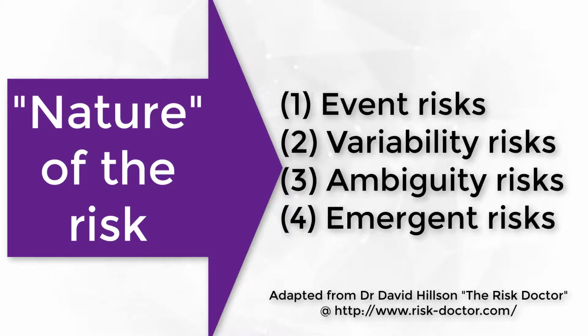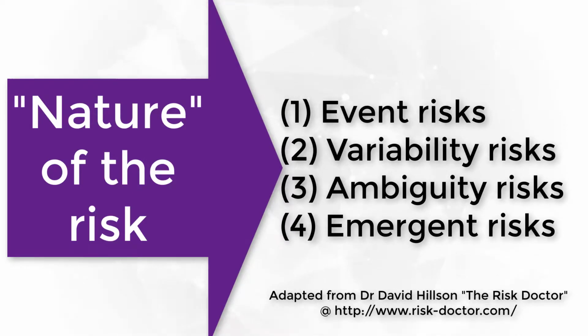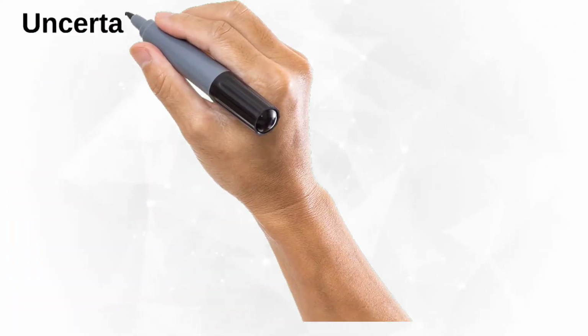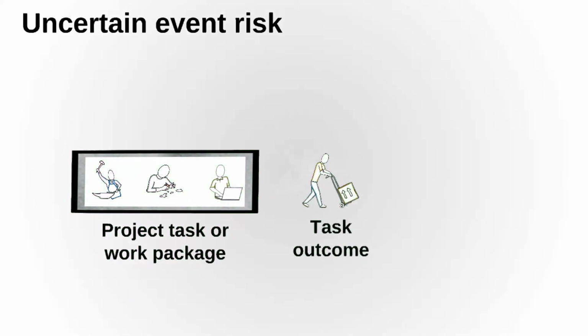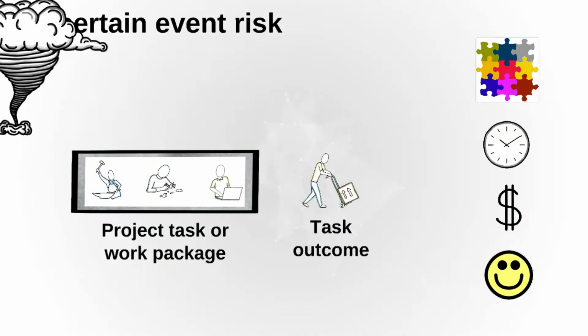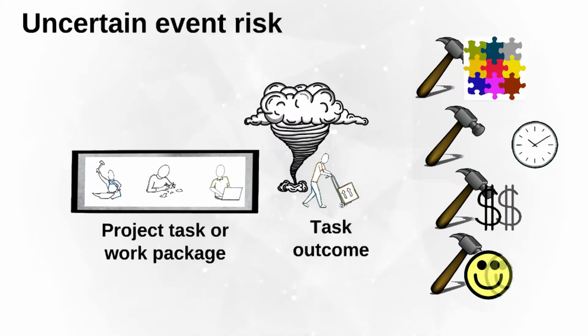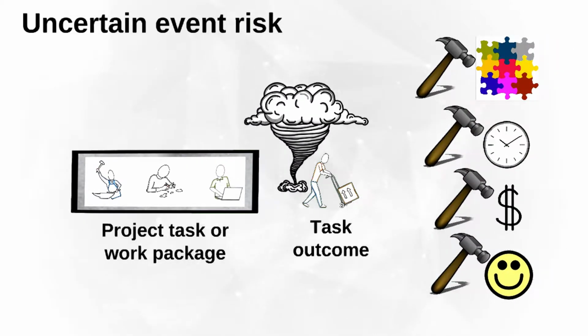And 4. Emergent risk. Now let's talk about each one of them. These risks are uncertain future events that may or may not happen. If it happens, it will affect a task or work package. I have heard several of my students saying that inclement weather is a risk. Inclement weather or severe weather is not a risk per se.